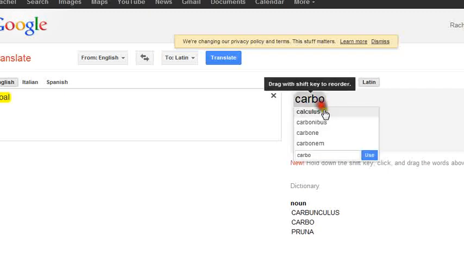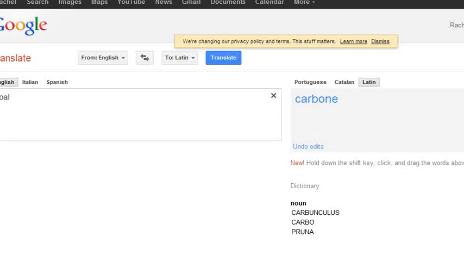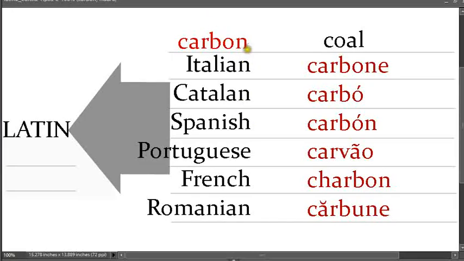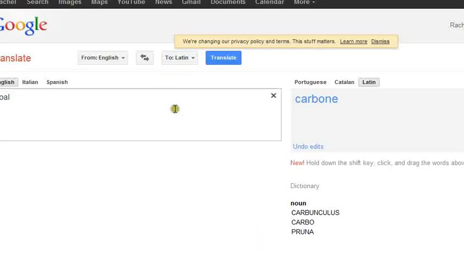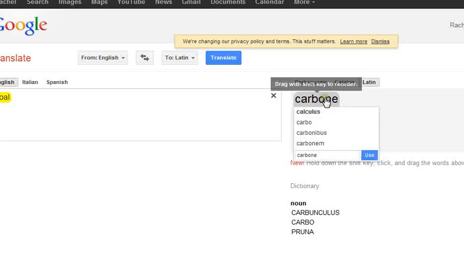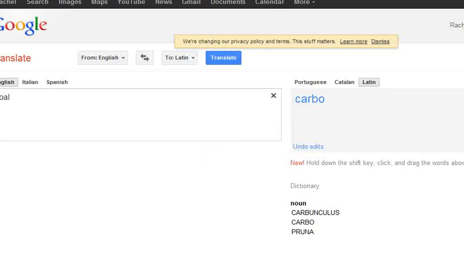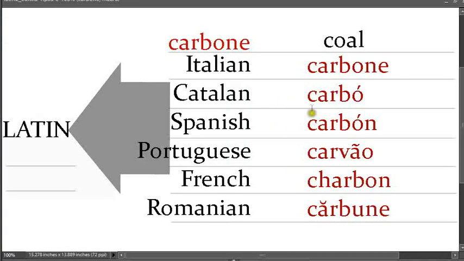Carbone or carbo. So, it looks like I got it basically right, except it either drops the N or it adds an E, depending on how it functions in a sentence. I don't know what that calculus thing was about, because it may also be a conjugate of the same word, but that's not what we're looking for. We're looking for the carbone version. So, I got pretty close to that one, I'd say.